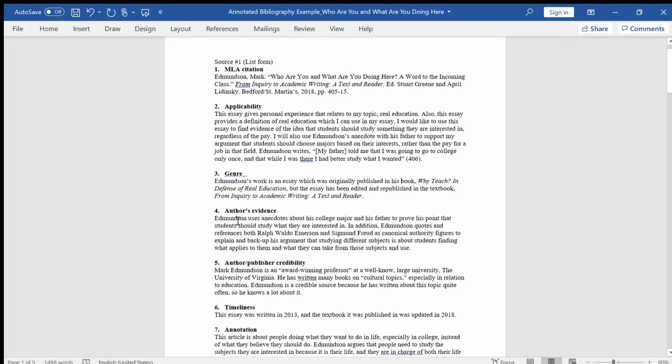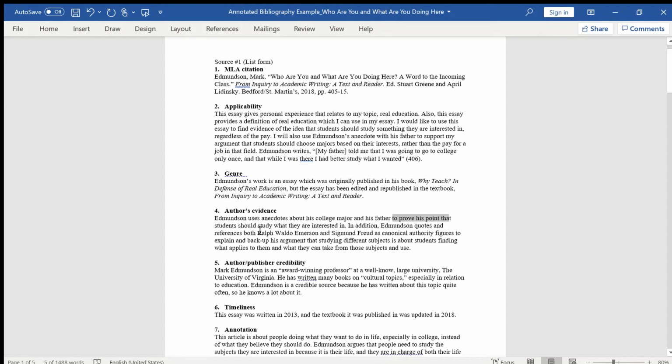Author's evidence. Edmondson uses anecdotes about his college major and his father to prove his point that students should study what they are interested in. In addition, Edmondson quotes and references both Ralph Waldo Emerson and Sigmund Freud as canonical authority figures to explain and back up his argument that studying different subjects is about students finding what applies to them and what they can take from those subjects and use. Okay, so here's the evidence, the anecdotes, what kind of anecdotes, just more information, and then here's what it does. Okay, that's some good explanation in there to prove his point.